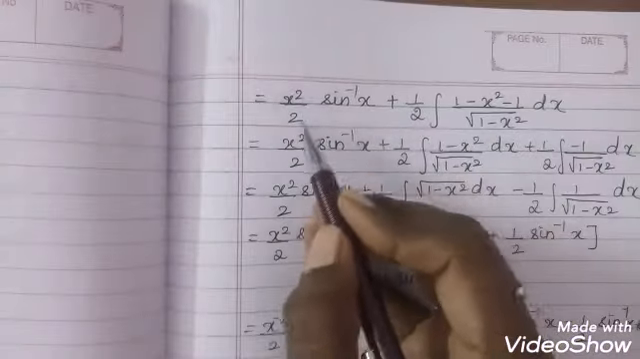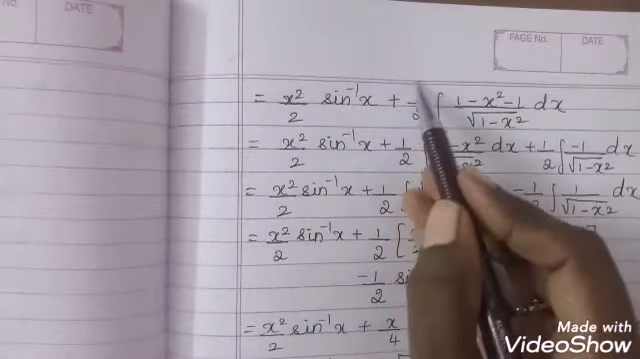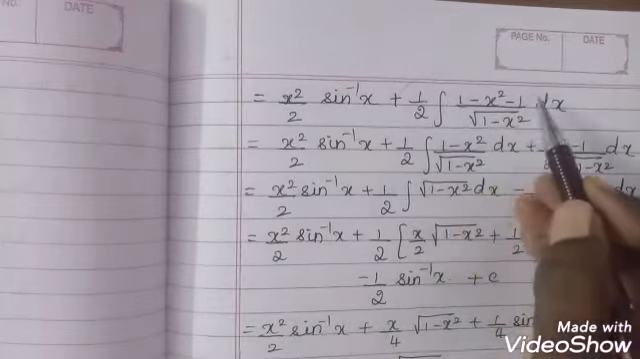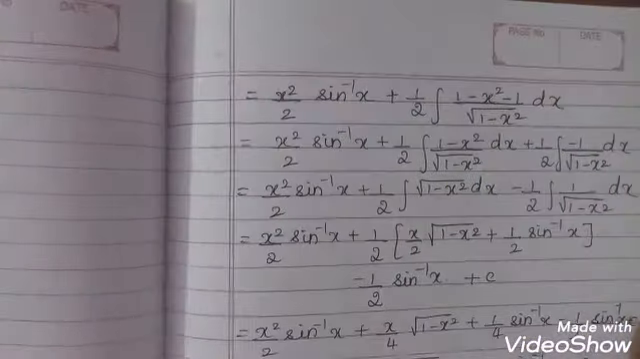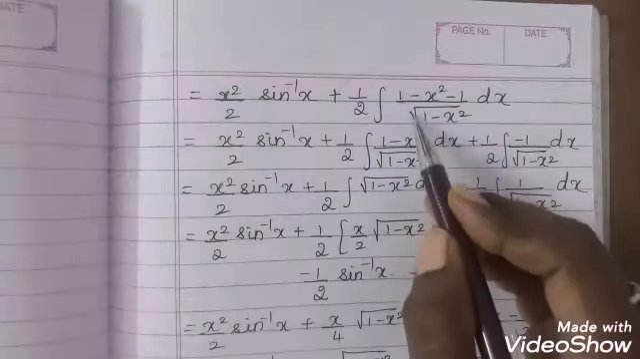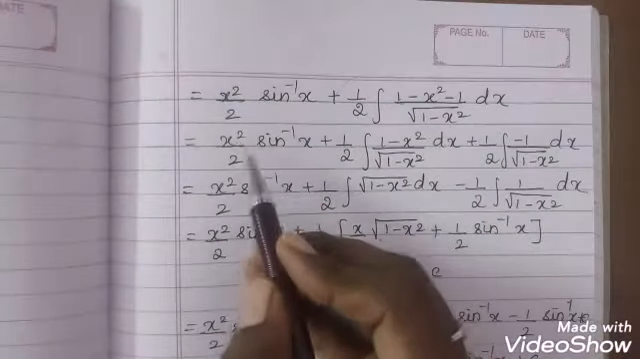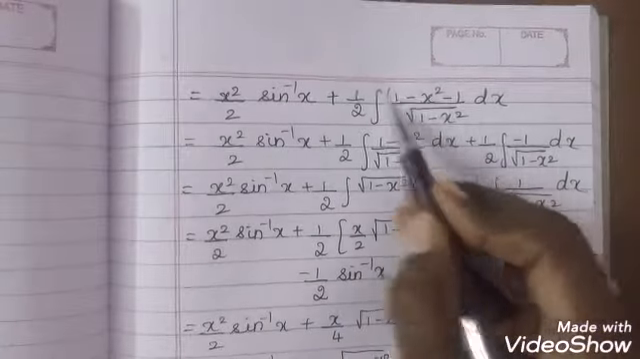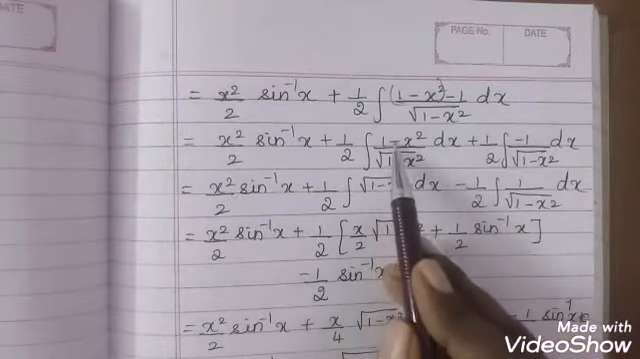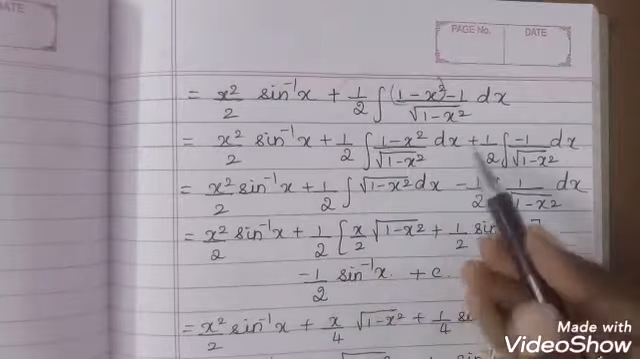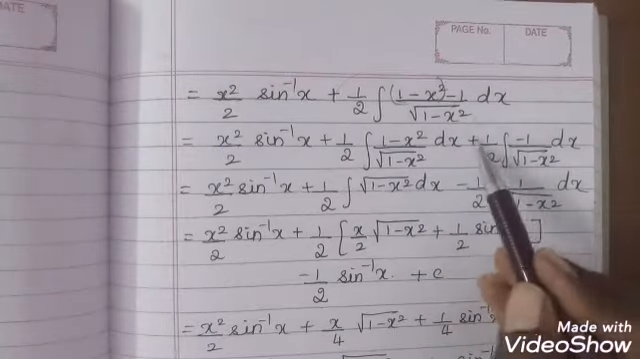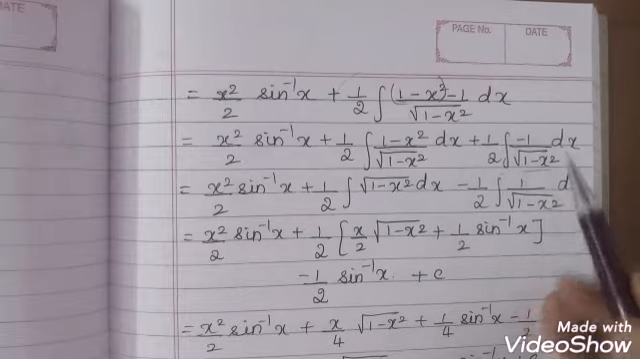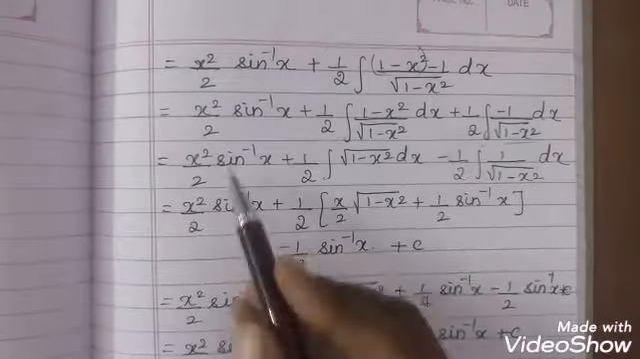So you have x squared by 2 into sine inverse of x. The minus sign I brought inside, so you will have minus x squared. I've added and subtracted 1 here, so you will have 1 and minus 1, divided by square root of 1 minus x squared dx. So you have x squared by 2 into sine inverse of x plus 1 by 2 into, we'll just split it into 2 parts, 1 minus x squared divided by square root of 1 minus x squared dx. Here again, plus 1 by 2 into integral of minus 1 divided by square root of 1 minus x squared dx. So what will I get here?